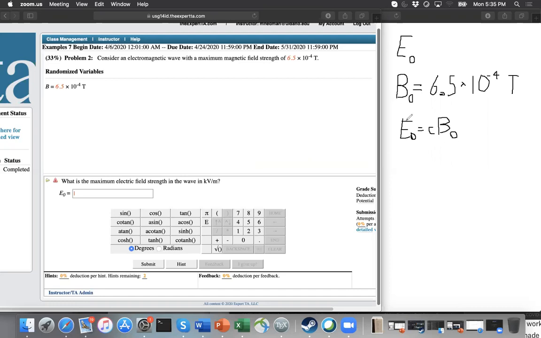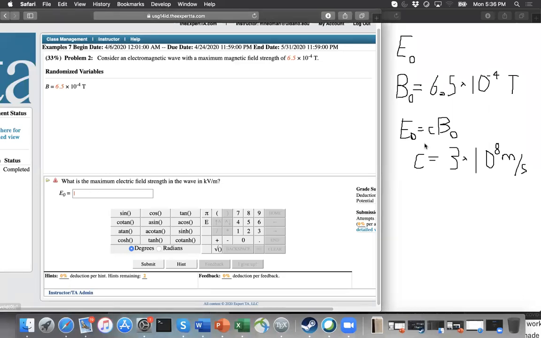Now again, does this have everything we need? Well, we're looking for the electric field magnitude. We know B naught. And we also know what c is, because c is, again, this fundamental constant. It's just going to be 3 times 10 to the 8 meters per second.